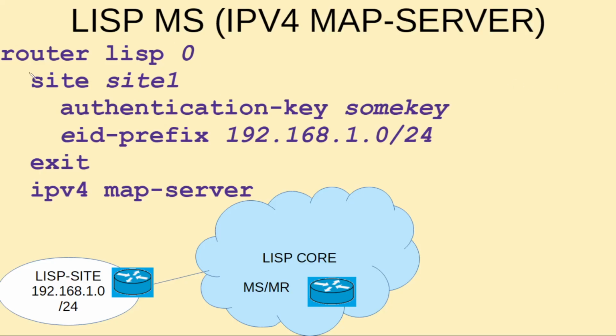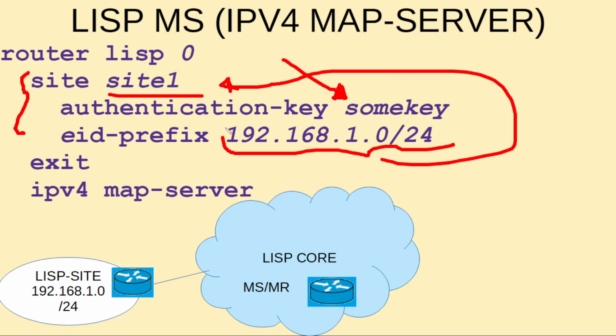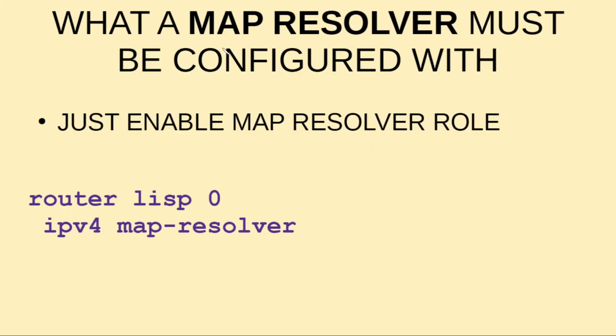We are going to enter site mode. We are going to provide a name for each site. We are going to provide a key for the site, and then we are going to let the map server know what the EIDs are that exist within each site. Finally, we are going to enable the map server role. Configuring a map resolver is quite easy. We just need to enable the map resolver role with this command.